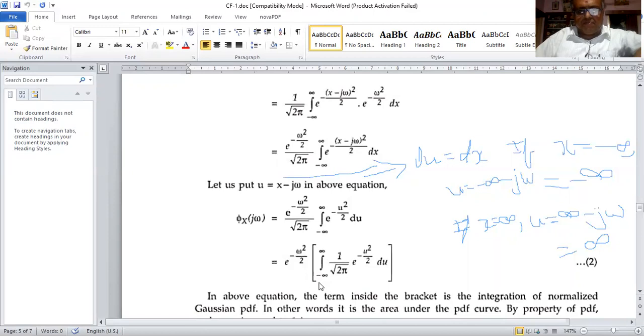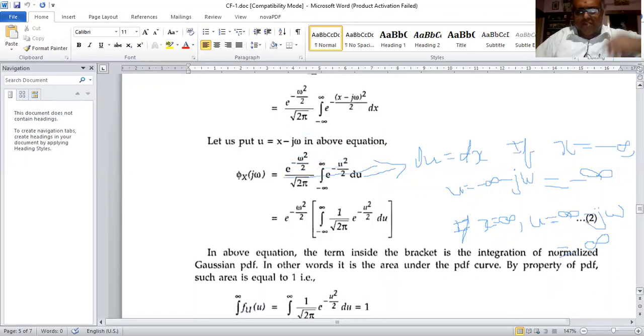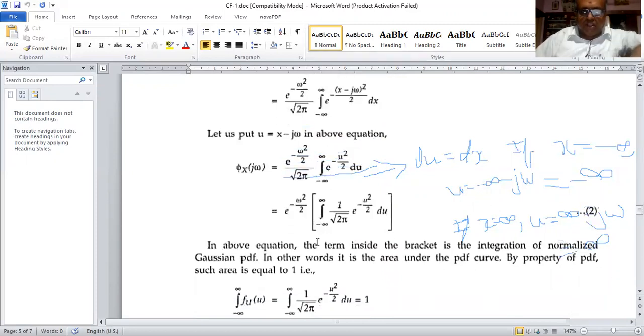Now what is this? The term within the square brackets in this equation 2, if I call it equation 2, then the term within the square brackets is nothing but the integral of the standard normalized Gaussian PDF. Okay. So the term within the square brackets is nothing but the integration of the normalized Gaussian PDF. So it means that the area under the standard Gaussian curve is what I am evaluating.